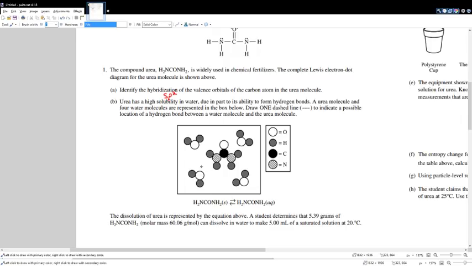Part B says urea has a high solubility in water due in part to its ability to form hydrogen bonds, and it asks you to draw one dashed line to indicate a possible location of a hydrogen bond between a water molecule, one of these water molecules, and the urea molecule. So a hydrogen bond will occur between an atom's hydrogen. It's an intermolecular force, so it's not going to happen within a molecule itself. It can happen between many molecules of the same substance, but it will happen between 2 molecules that are nearby each other, between a hydrogen and either a fluorine, an oxygen, or nitrogen.